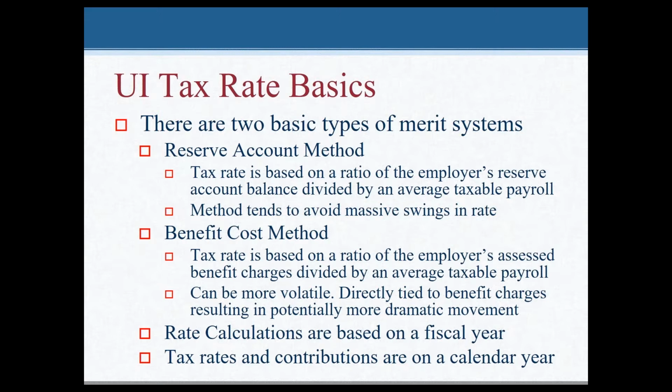That account balance is then applied to an average taxable payroll figure that changes every year during the calculation period of your UI tax, and that determines a ratio, which determines your unemployment tax rate. This method tends to avoid massive swings in rates because the account balance grows and shrinks depending upon how you're doing in preventing unemployment from being assessed, as well as your contributions. If your contributions increase and your claim amounts are low, that tends to keep everything at a low unemployment rate.